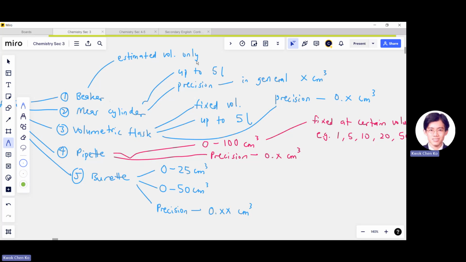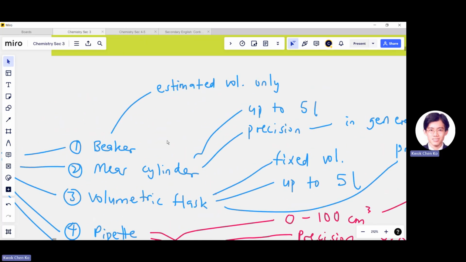Write down, because in your practical exam, they may use all these names and you better know what they are. A conical flask acts somewhat like a beaker. That means the volume is really estimated. So, conical flask. Normally when drawn, it looks like this. This is a conical flask, and it has an estimated volume only. There are markings you can see, but they are not accurate, obviously.